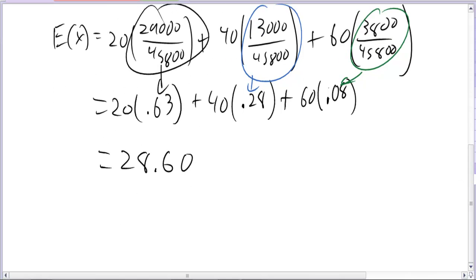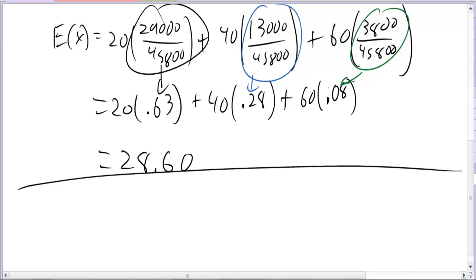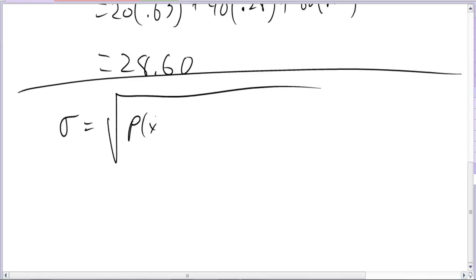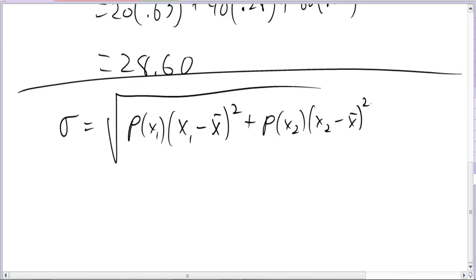So now what comes next? The next thing we have to worry about is standard deviation. So what is the standard deviation formula? Well, standard deviation is equal to the square root of the probability of our event times the value of that event minus the mean squared, and then plus, and repeat the process until you have no more events. So in this case we have 3 different events, all the different ages. So we're going to do this 3 times.